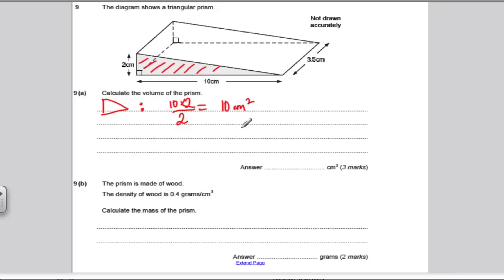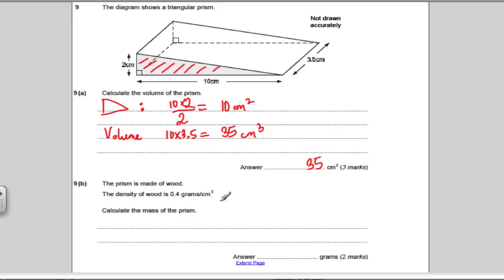centimeters squared. So the volume is that area times by how far back it goes, namely 3.5. So we would do 10 multiplied by 3.5, and we would get 35, and the unit, centimeters cubed. So 35 is our answer.